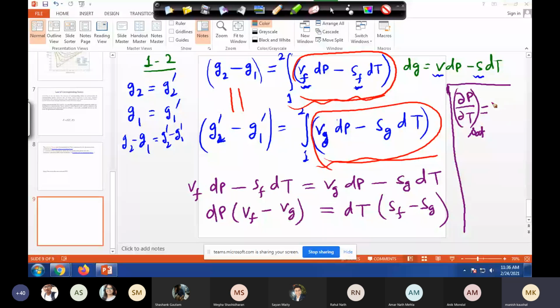So let's see, there is no mistake here. It should match with the book. Let's see whether it matches. So dp by dt we are getting fine: Sf minus Sg by Vf minus Vg. I'm just flipping it: Sg minus Sf, because Sg is greater than Sf and Vg is greater than Vf. That's what we are getting. Okay. Simple. So what we are getting is as follows.